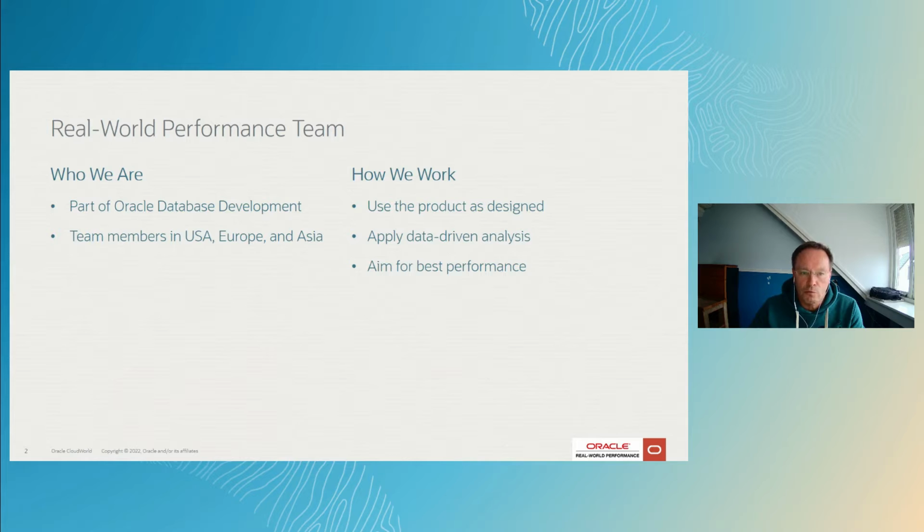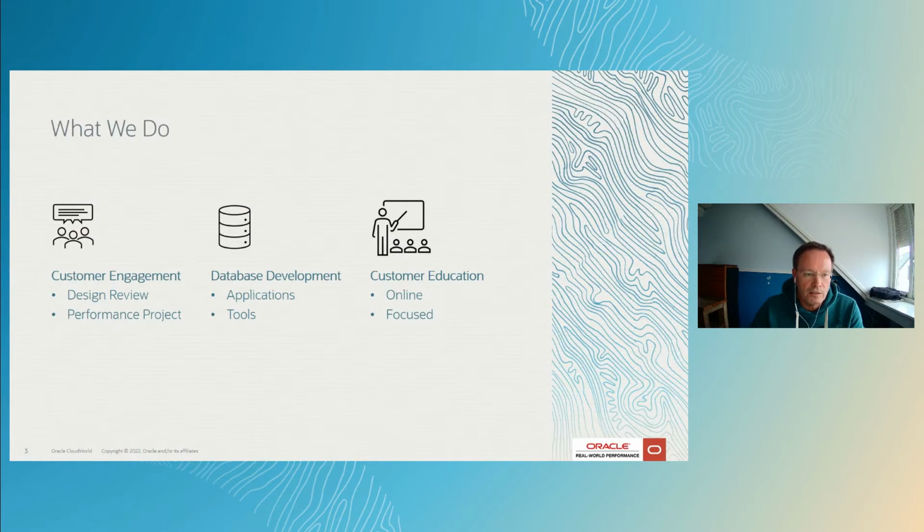Real short about the real-world performance team. We're part of the database development organization. We're a global team, and we advocate that customers should use the product as it's designed to be used. One of our big pillars is that we always apply data-driven analysis. We want to see the data and understand the data and see what root cause is causing bad performance or not. So we basically do three things. We get engaged with customers, which is what resulted into this presentation. We also deal a lot with internally database development, making the product better, improving the product, triaging bugs, etc. And we also have on-demand customer education.